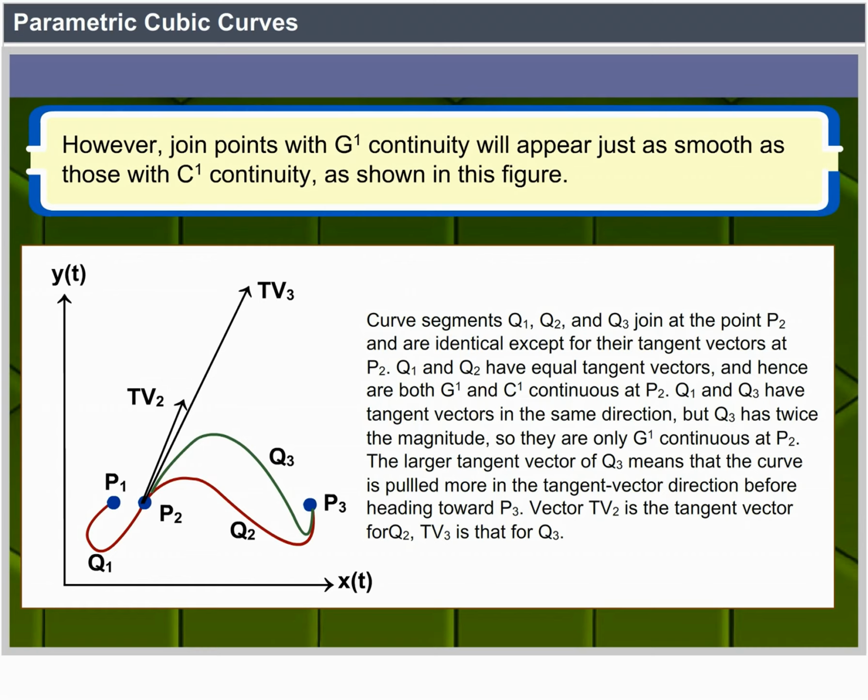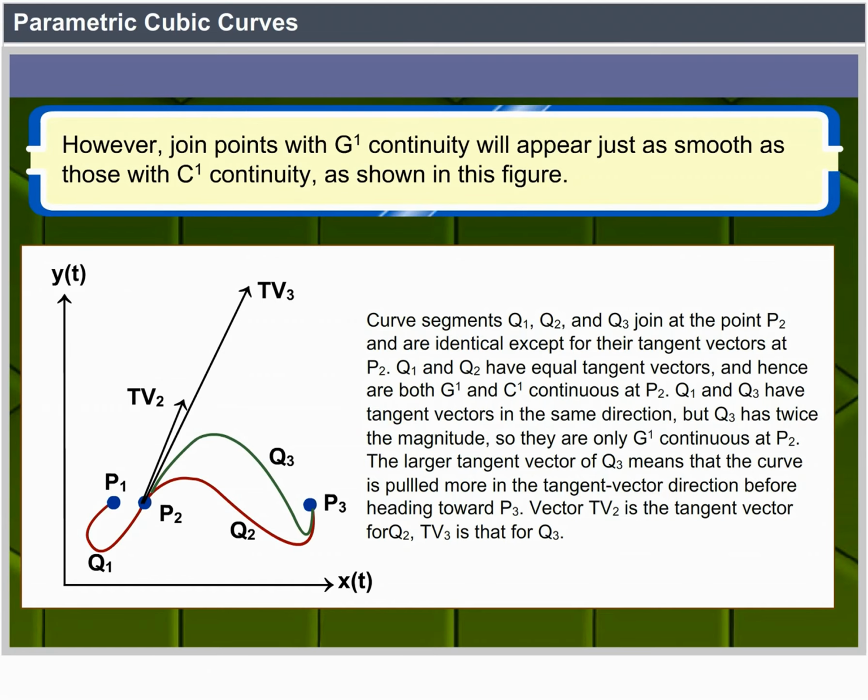Q1 and Q2 have equal tangent vectors and hence are both G1 and C1 continuous at P2. Q1 and Q3 have tangent vectors in the same direction, but Q3 has twice the magnitude, so they are only G1 continuous at P2. The larger tangent vector of Q3 means that the curve is pulled more in the tangent vector direction before heading toward P3. Vector TV2 is the tangent vector of Q2. TV3 is that for Q3.